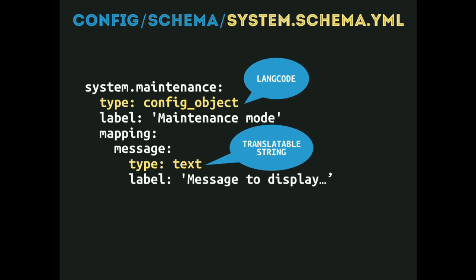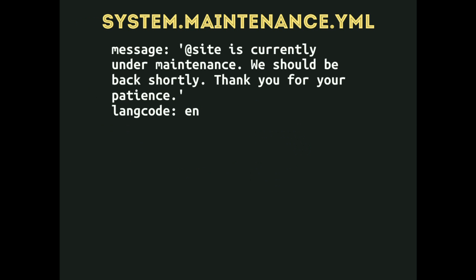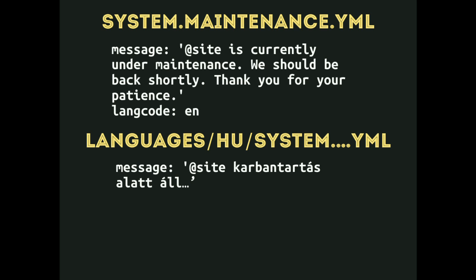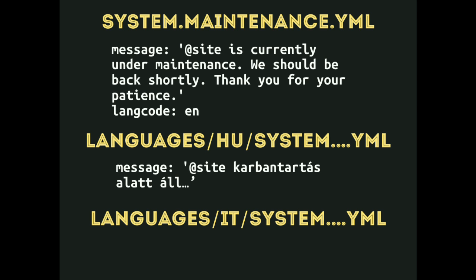So the way this works is the configuration system has the system maintenance YAML file in the active storage in configuration. And then we have a Hungarian translation override that says the message in Hungarian is this and this. And then we have an Italian override that says the message in Italian is this and this. So the config system works with translation overrides that are stored in these files. So all of these are in the active configuration system.